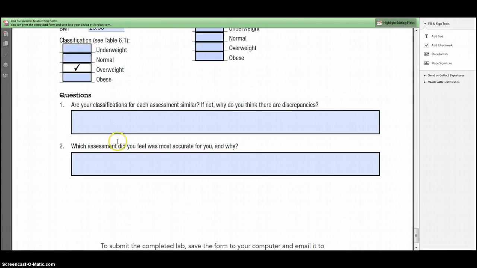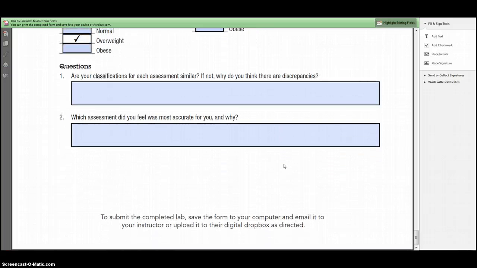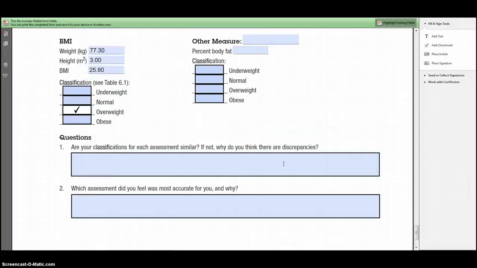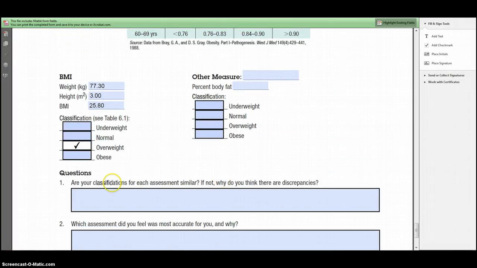So go ahead and fill out your questions. Answer the questions again. Are your classifications for each assessment similar? If so, why so? If not, why not? And then, which assessment do you feel was most accurate for you and why? Please explain. Take some time to explain your answers. So that will complete Lab 6.1. Let's go ahead and take a moment to pause.